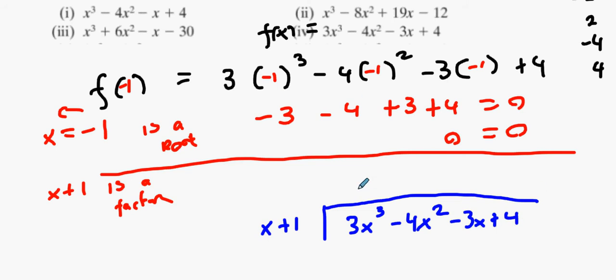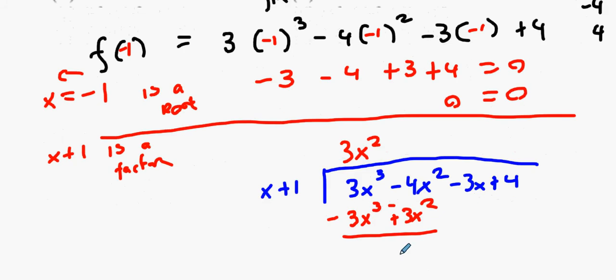Okay, let's find out. 3x squared, is that right? So what happens when you multiply then? 3x cubed plus 3x squared. Take it away. What do you get? Minus 7x squared minus 3x. Divide that with that. Minus 7x, anybody? Cool. What do we get now?